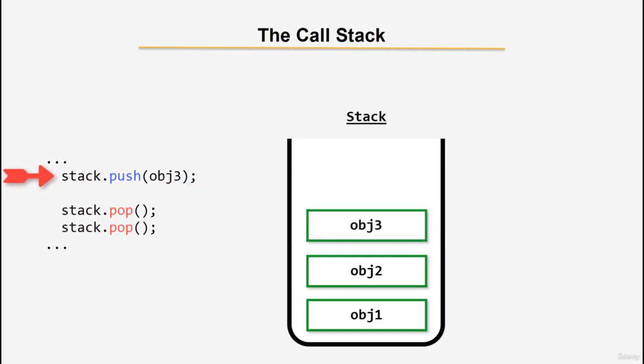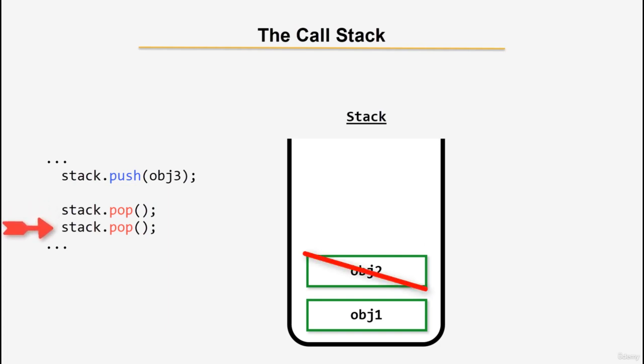And then later on in the program, maybe I decide to remove those objects. So here I can't just remove whatever I want, right? This is basically a restricted data structure. So I have to do pop, and that is going to pop or remove the top element or object from the stack. Then I do pop again to remove the next one, and so on.